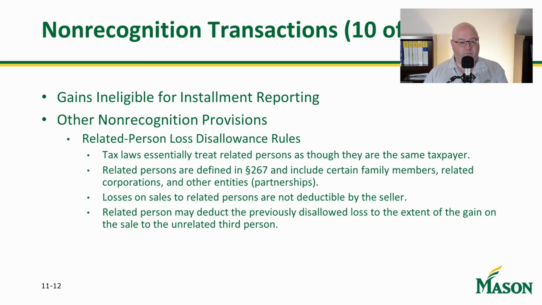So losses on sales to related persons are not deductible by the seller. Just like if I sold that, say my brother had $1 million, my brother doesn't have anything, but say he had $1 million and he wanted to give it to me for the value of my land of 1.5 million. I'm not going to be able to do this. They're basically going to say, you've just transferred it to him. He gets the loss when he sells it to a third party. So it's going to be disallowed as of that.